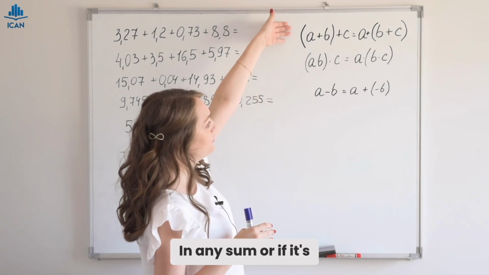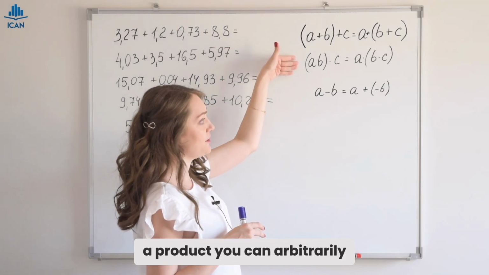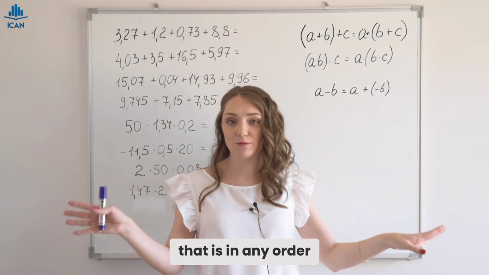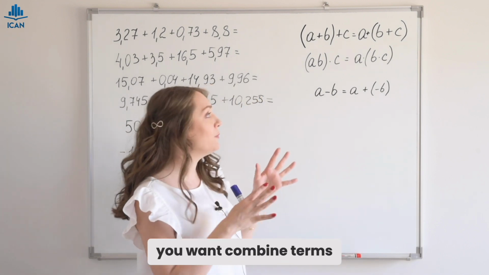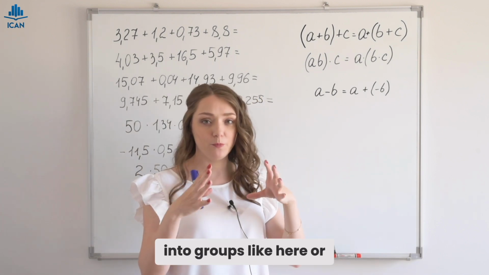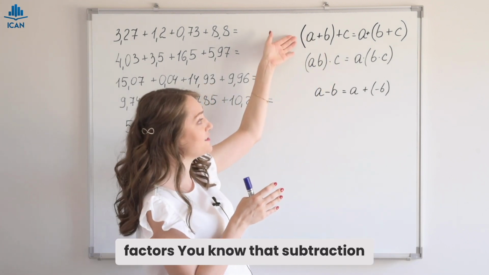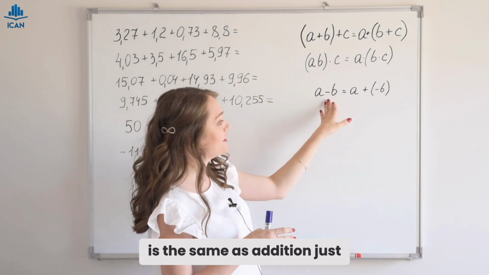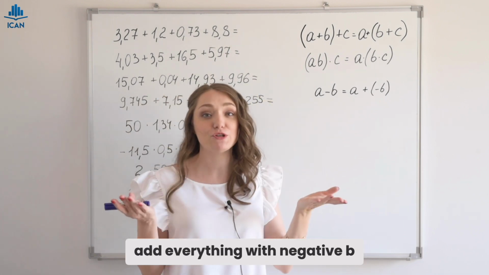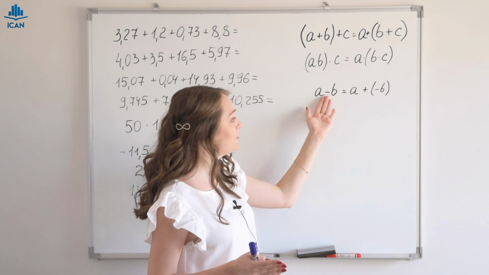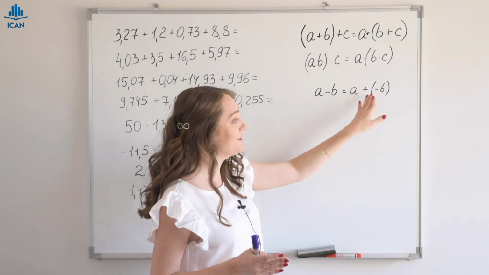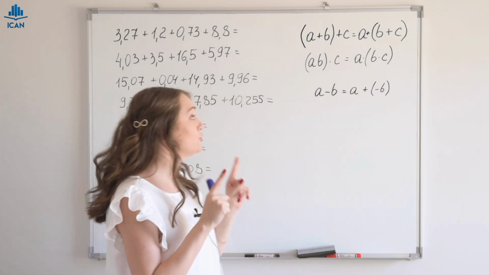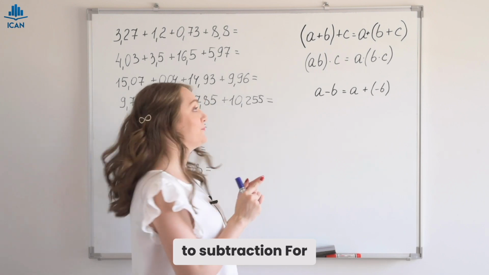In any sum, or if it's a product, you can arbitrarily, that is, in any order you want, combine terms into groups, or factors. You know that subtraction is the same as addition, just the second one, let's say here b, we add everything with negative b. So this also applies to subtraction.